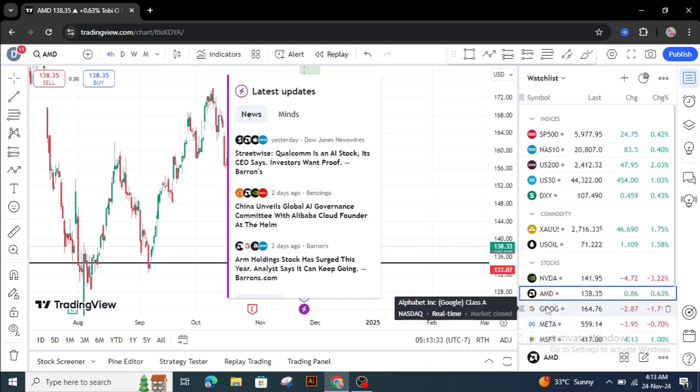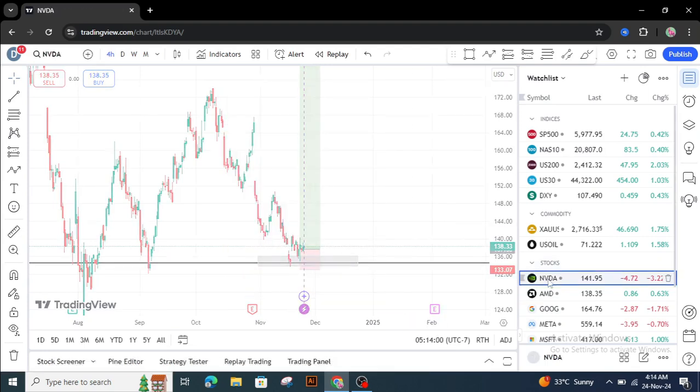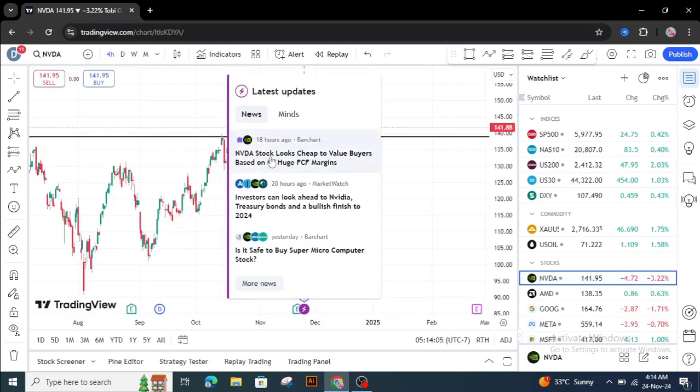So these are the things. How do I know that about Google? Because I pay attention to fundamentals. So it is actually important that you pay attention to fundamentals. It's going to really help a lot. If you read some of this information now, you can see some of this in ARM Holdings stock this year. Analysts say it can keep going. ARM, you can check that stock. Global AI governance, Alibaba.com is an AI stock. Its CEO says investors want proof. If you read some of this information on Nvidia, you will see information regarding stocks there. Okay, Nvidia stock looks cheap.